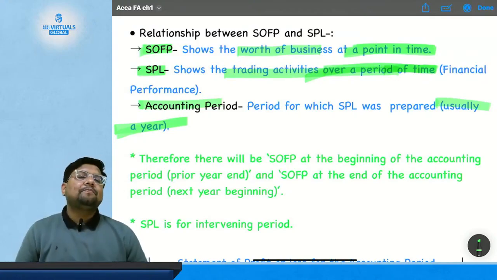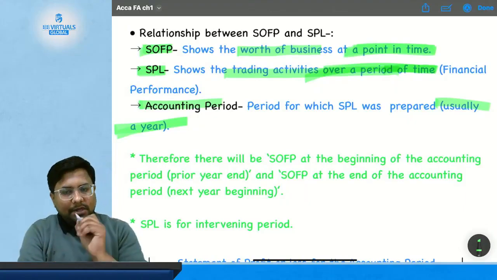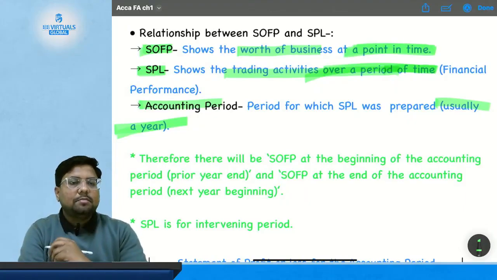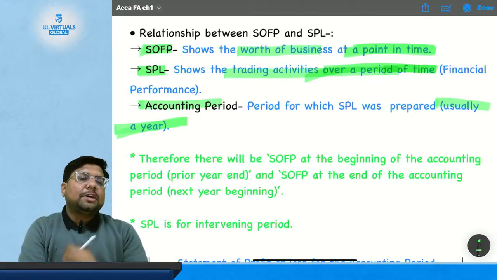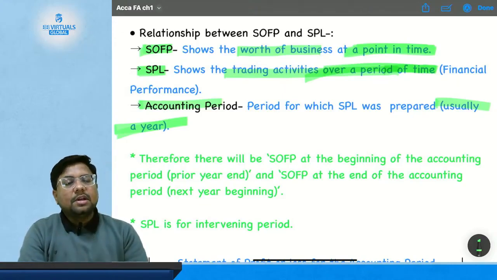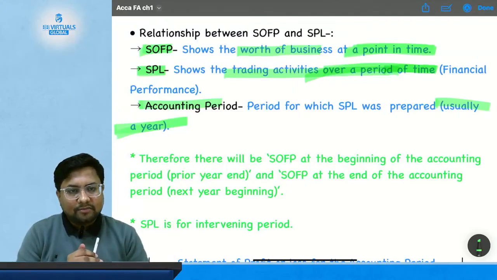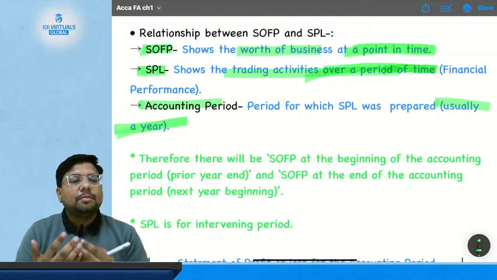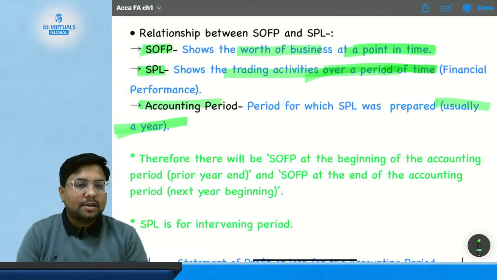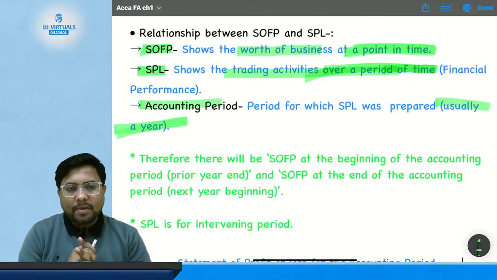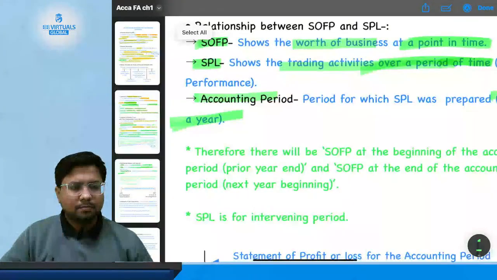But suppose the year starts on 1st of January, but I have commenced my business only on 1st of April. Then April to December will be my financial year or accounting year, because my business only started in April.